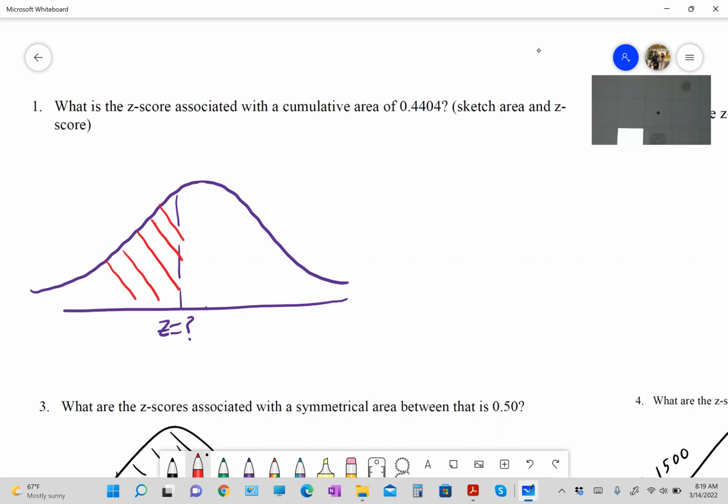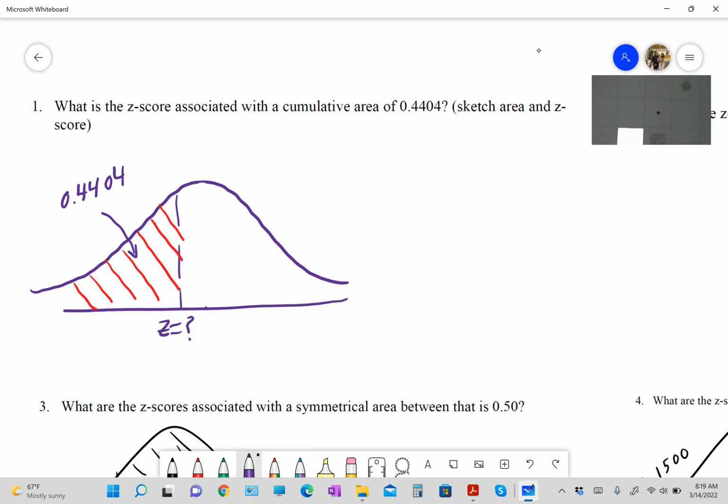And I would indicate with an arrow that the area is 0.4404. Now your table always reads to the left. So all you gotta do here is just go to your table and look up 0.4404. Obviously, it has to be a negative z-score because the middle is 0.